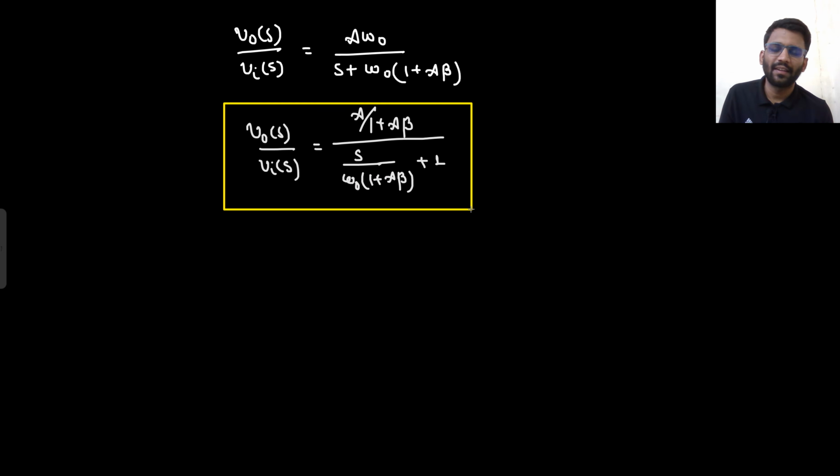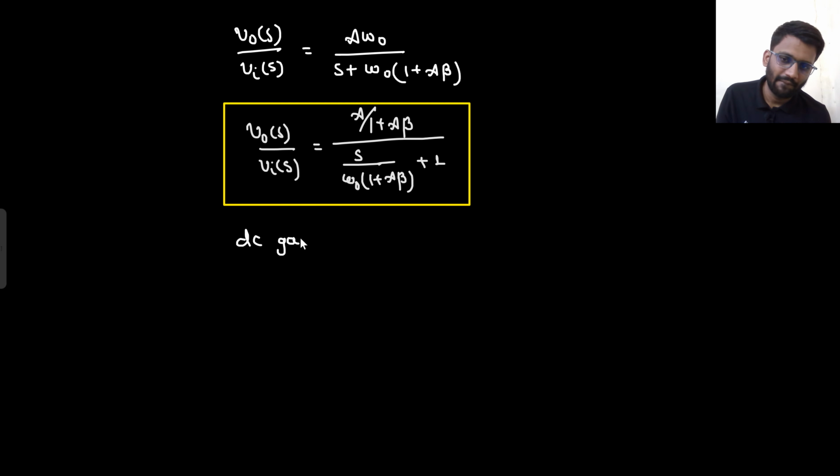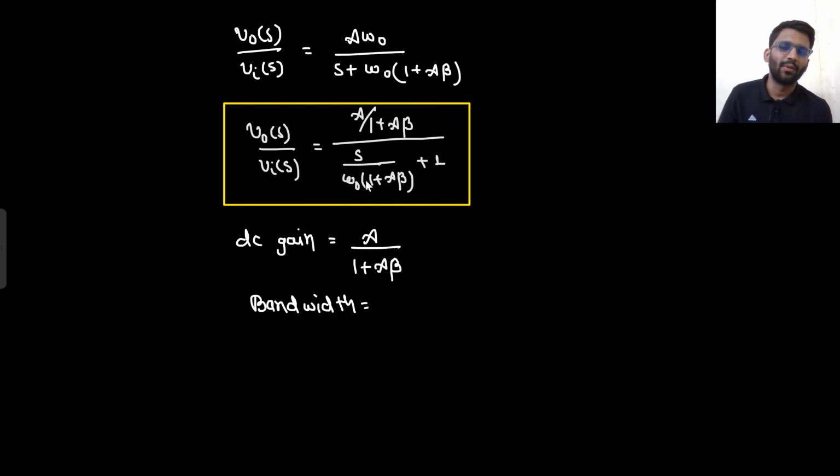What is the DC gain here? DC gain means put S equals to 0. What is the DC gain you are getting? A upon 1 plus A beta. And what is the bandwidth? For bandwidth, what did I tell you? Put the denominator equals to 0. If you put this equals to 0, what is the bandwidth you are getting? Omega naught into 1 plus A beta.